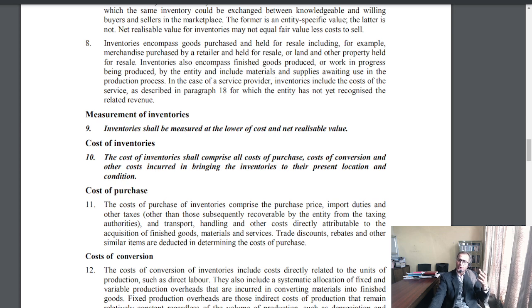Cost of inventory could be the cost of purchase. There might be the cost of conversion and other costs too, like when you purchase the inventory and bring the inventories to your present location. For example, your factory is at Simra, and you import inventory. You purchase inventory from India and then bring the inventories to your location at Simra. Then all the costs associated with your inventory will be part of the inventory cost, friends.